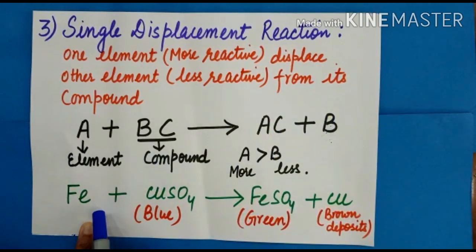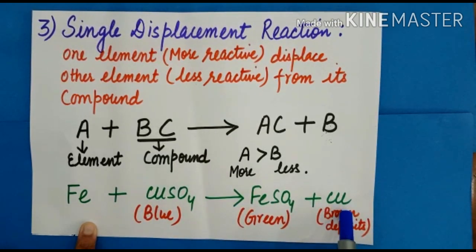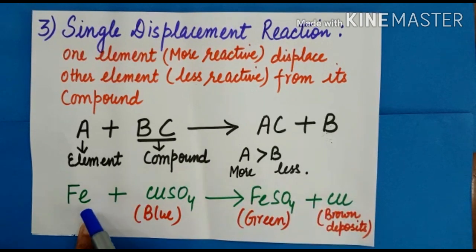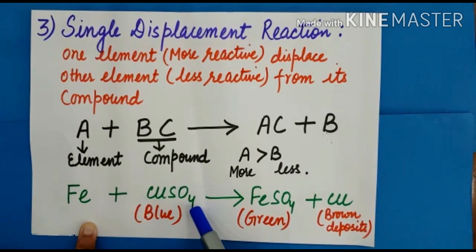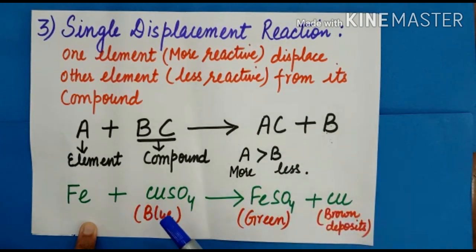Now let's take another example. Fe plus CuSO4 gives FeSO4 plus Cu. This is a very well known example in which an iron nail is dipped into copper sulfate solution. In this reaction, ferrous sulfate solution is formed and copper is deposited as brown deposits at the bottom of the container. And the blue color of copper sulfate changes into green color. This reaction observation can come in your exam.